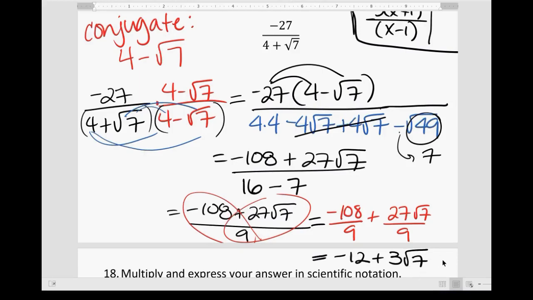Now you can't simplify that root 7. That's not just a 7 by itself. That's the square root of 7. And sometimes when you get to this point, maybe you can't divide everything by the denominator, but what if you could divide these three numbers by the same number and just reduce it further? You would definitely want to do that. Okay? So that's your final answer: negative 12 plus 3 root 7.